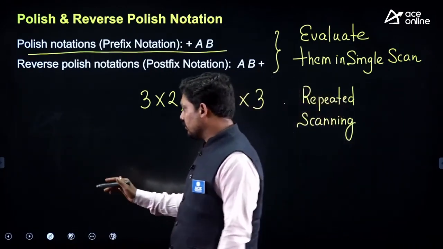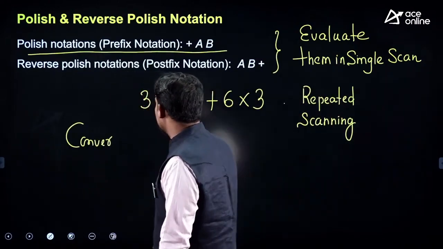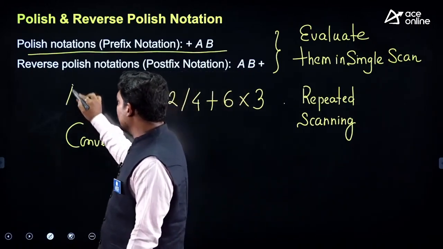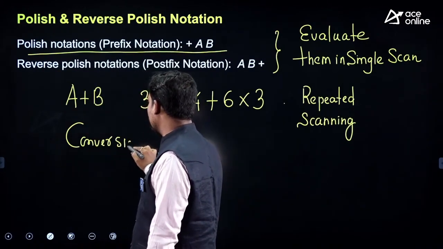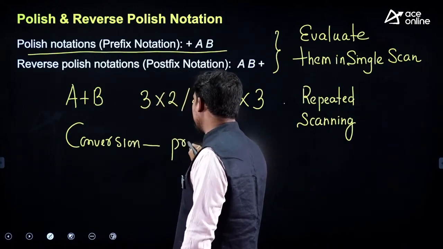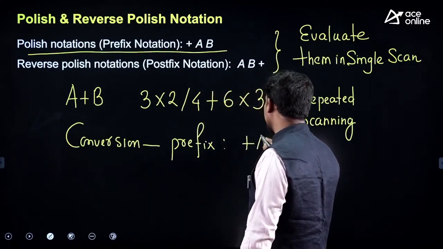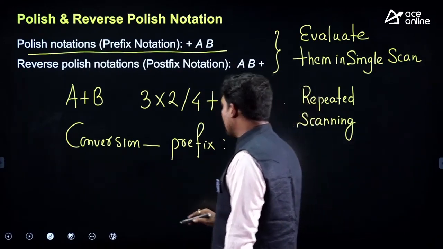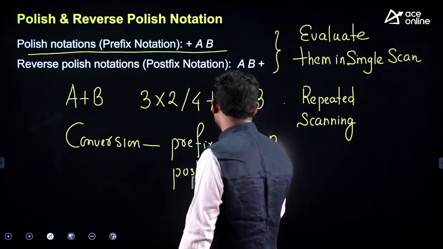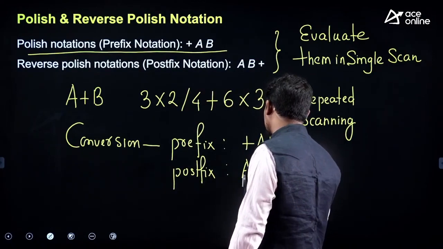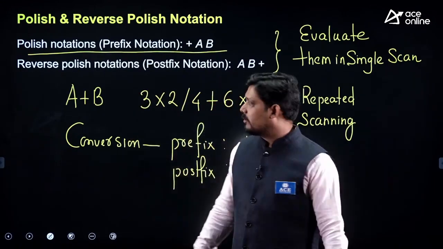So this conversion of infix, that means A plus B, to prefix or Polish notation gives plus AB, and to postfix gives AB plus. This conversion is done by the stack, and the evaluation is also done by the stack.